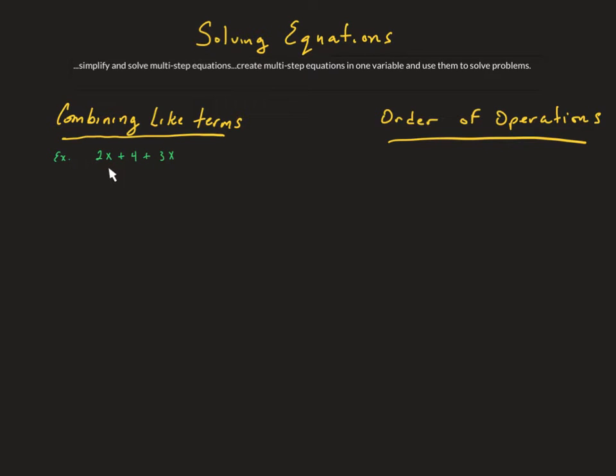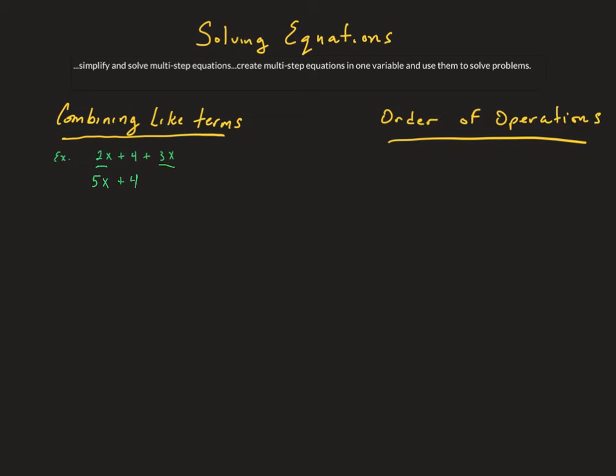Well, what I can combine here would be my 2x and my 3x. Those I can combine because they have the same variable. It is x, and it is to the same degree, the first degree. If I combine those, I combine the coefficients. So 2x plus 3x is going to give me 5x, and then I'm going to add 4 to that. I can't combine the 4 because it doesn't have a variable. It's not a like term.